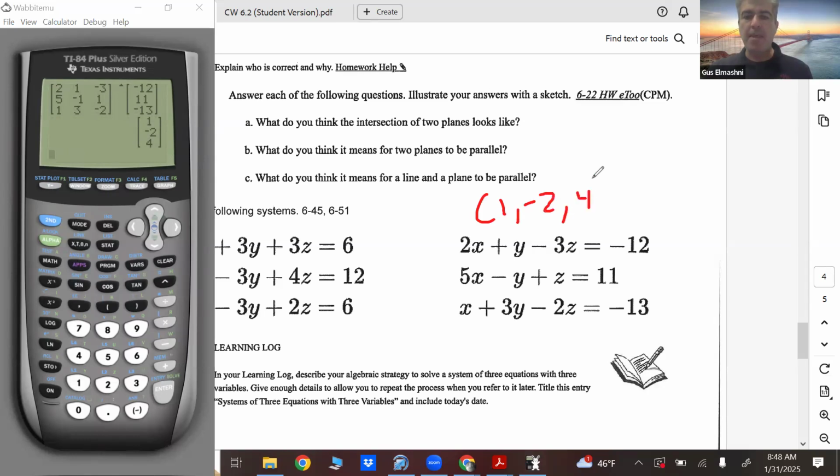Yep. And it works because if you plug it into the first equation, you get 2 plus -2, those cancel. -3 times 4 is -12. If you plug into the other two, 5 minus -2, 7 plus 4 is 11. Cool. 1 plus -6, -5 minus 8, -13. That's cool.